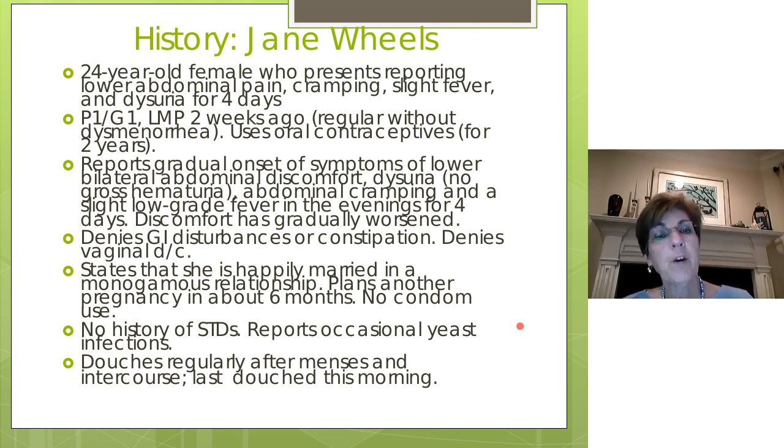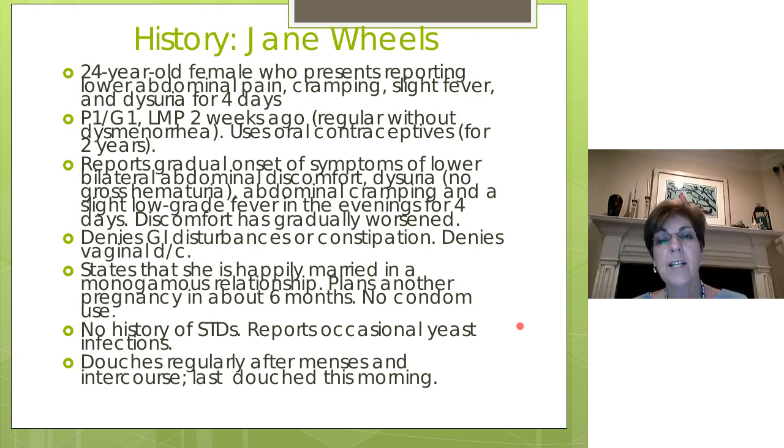She's Para 1, Gravida 1. Her last period was 2 weeks ago. She's regular without dysmenorrhea, and she has used oral contraceptives for the past 2 years. She reports gradual onset of symptoms of lower bilateral abdominal discomfort, dysuria, but no gross hematuria, abdominal cramping, and a slight low-grade fever in the evenings for the past 4 days. The discomfort is gradually worsening.